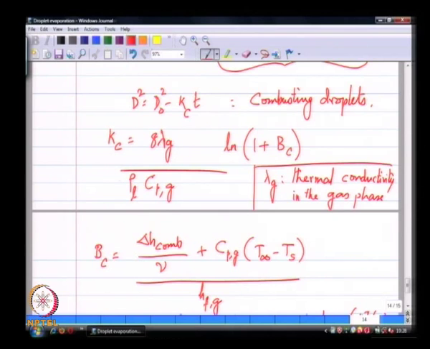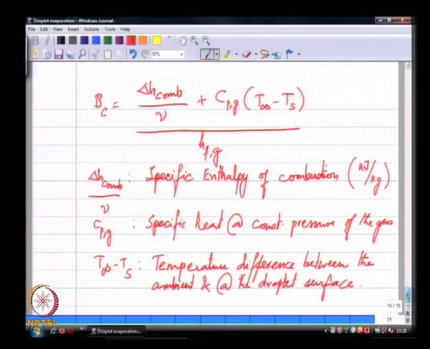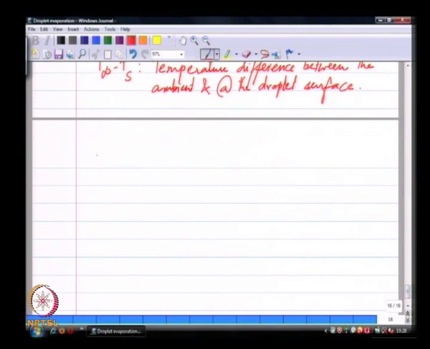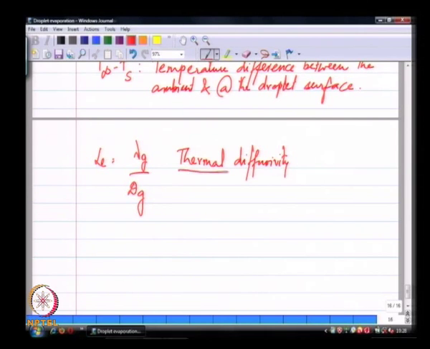So, if I look at this expression for K_c, the only process that limits this evaporation, the rate of evaporation, is now controlled by lambda g, where in the past we had the diffusivity. There is an important assumption underlying this called the unity Lewis number assumption. So, Lewis number is essentially the ratio of thermal diffusivity, also known as thermal conductivity, to mass diffusivity.